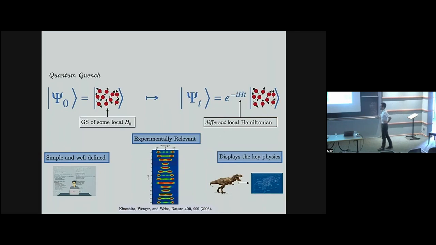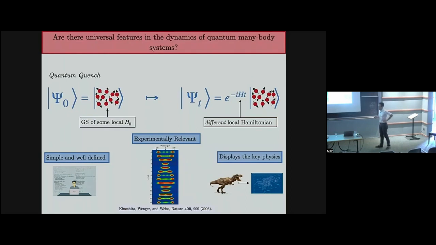And the question that I would like to consider today is, are there any universal features in the dynamics of quantum many-body systems, and I should say in the finite-time dynamics of quantum many-body systems, so when the time evolution is actually still non-trivial and no relaxation has kicked in.